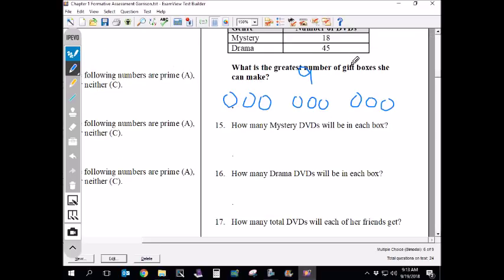And we want to know how many mystery DVDs are going to go into each box. Well, if we have 18 mystery DVDs and we have 9 groups, isn't that going to be 18 divided by 9 and put 2 mysteries in each one? Yep. Dramas, we have 45 of them, so 45 divided by 9 would put 5 dramas in each box. And then if we have 2 mysteries and 5 dramas in each box, how many total DVDs will each friend get, Ansley? They'll get 7, yeah, for sure.